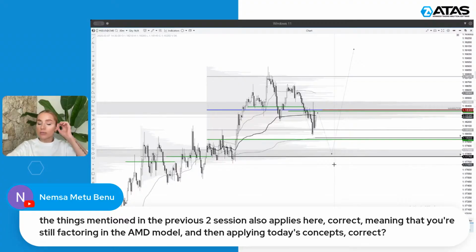Yes, of course. Absolutely. So in this case, as you can see, that was a consolidation, that was a manipulation, and this is the start of the distribution. So we have the first leg, the correction, the second leg, the correction, the third leg. This is a model that we were talking about on the first webinar of this specific marathon, IMD.